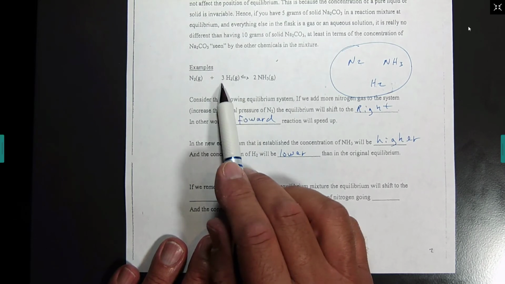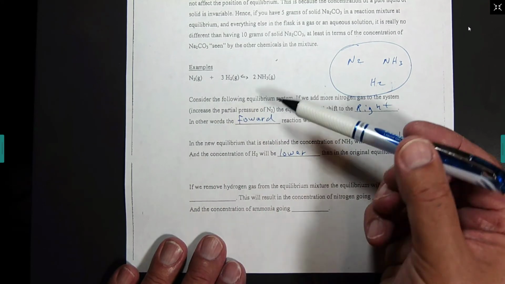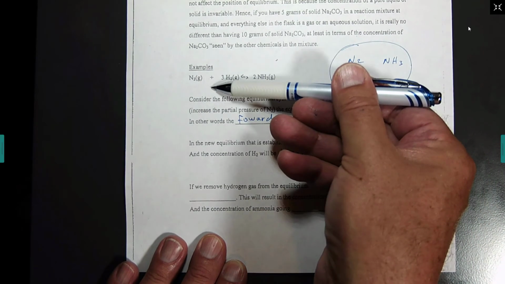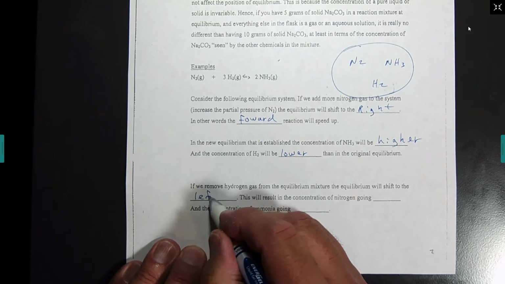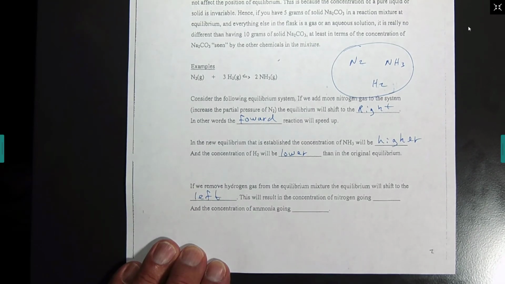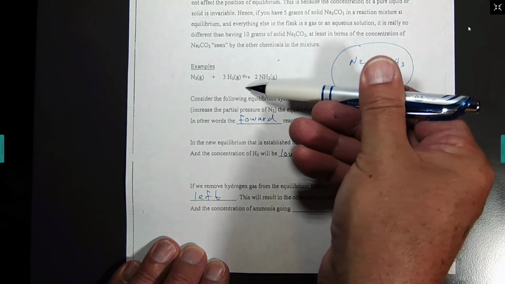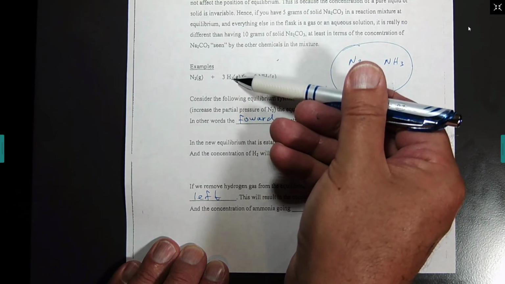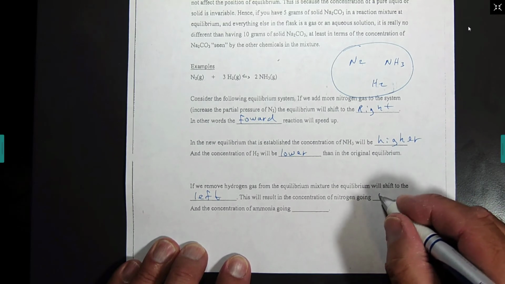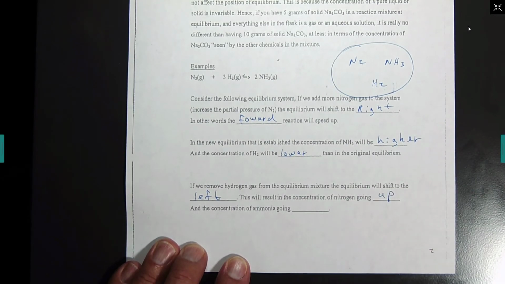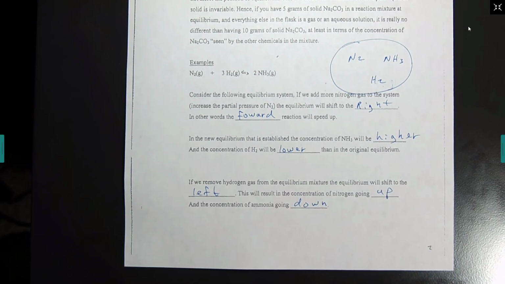If I take this hydrogen away, the reaction is going to try to put it back. If you're the reaction, how can you replace that hydrogen? Oh, you can shift to the left. So if I remove hydrogen, the reaction will shift to the left. If the reaction's shifting to the left, it's replacing some of that hydrogen, and guess what? It's also making more nitrogen. The concentration of the nitrogen is going to go up. Concentration of ammonia is going to go down.